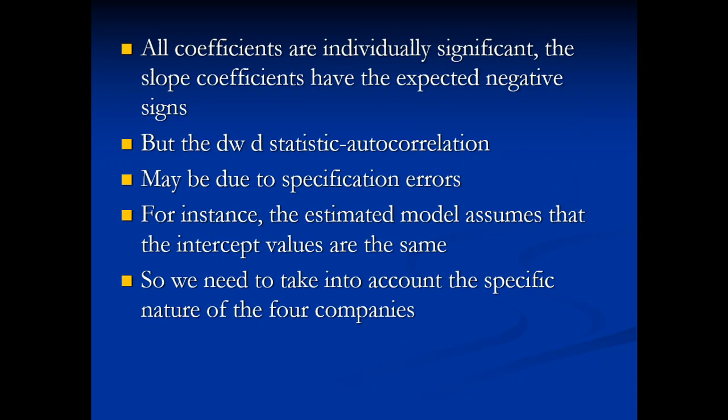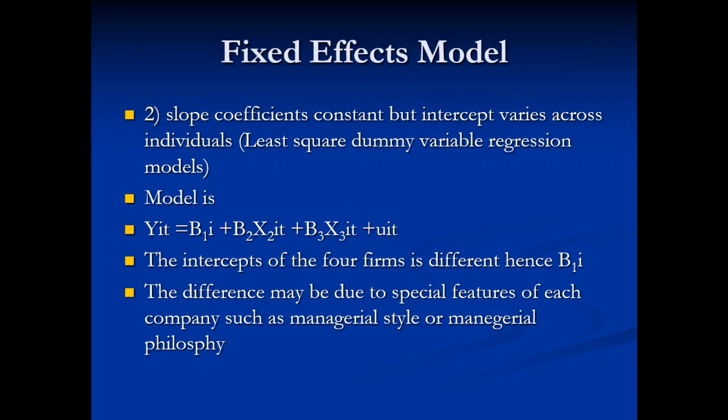So all coefficients are individually significant. The slope coefficients have the respective signs, but the DW statistic shows autocorrelation, which may be due to specification errors. So we have to take into account the specific nature of the four companies. Maybe this happens because there is spatial autocorrelation. The four companies may be different, so combining all the four as a single group may be the reason for autocorrelation. That's the argument. So now we come to the fixed effects model.